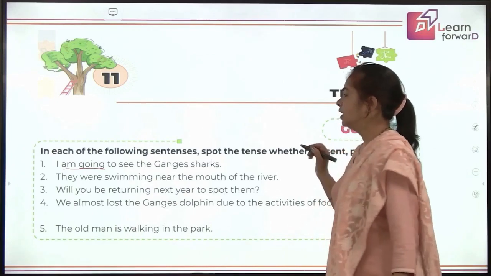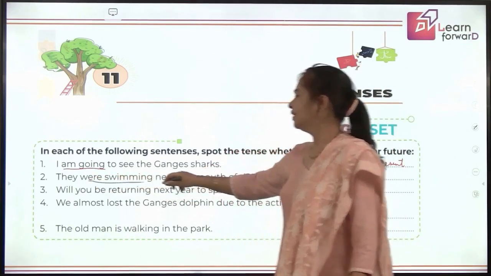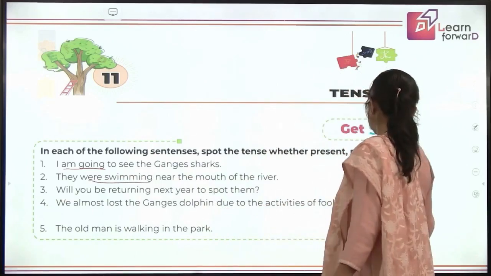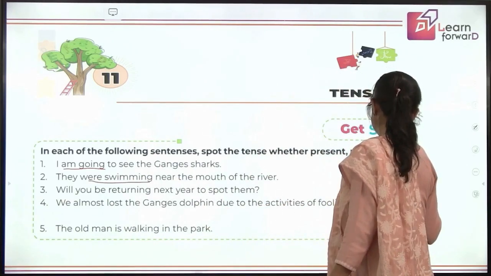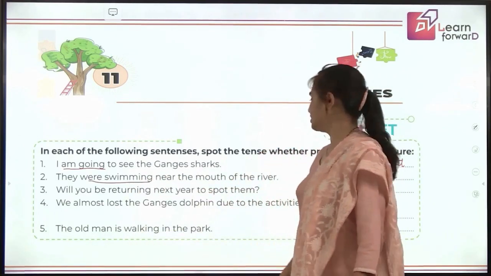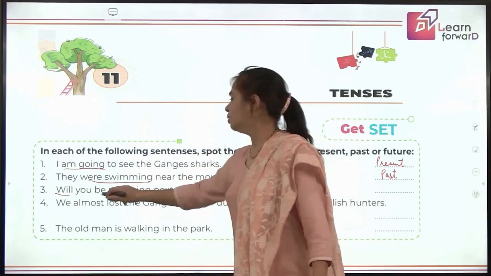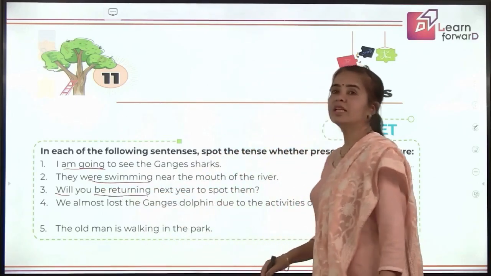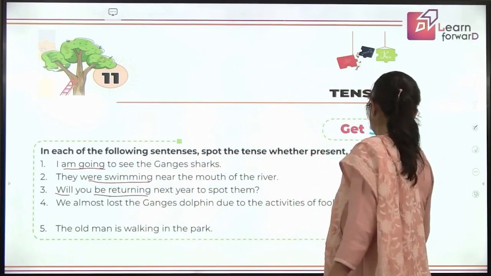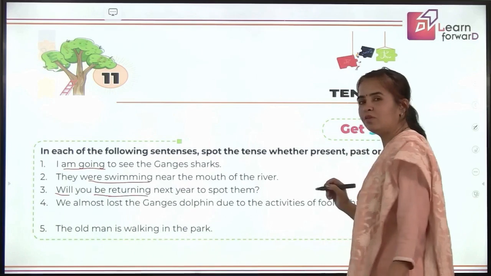Next says, they were swimming near the mouth of the river. Yes, good. This is past. You have were there. I could hear you saying that. That's wonderful. Next, will you be returning next year to spot them? Yes, will be returning. Which tense is it? Future. Good. Whenever there is will or shall in the sentence with the verb, it means it is future tense.